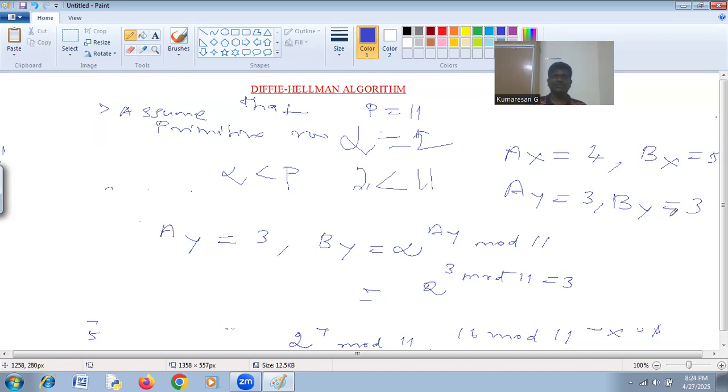Now we have calculated the sender side private key and public key, and the receiver side private key and public key. The sender side private key is 4, the sender side public key is 5, the receiver side private key is 3, and the receiver side public key is 8. Now we need to calculate the next step.